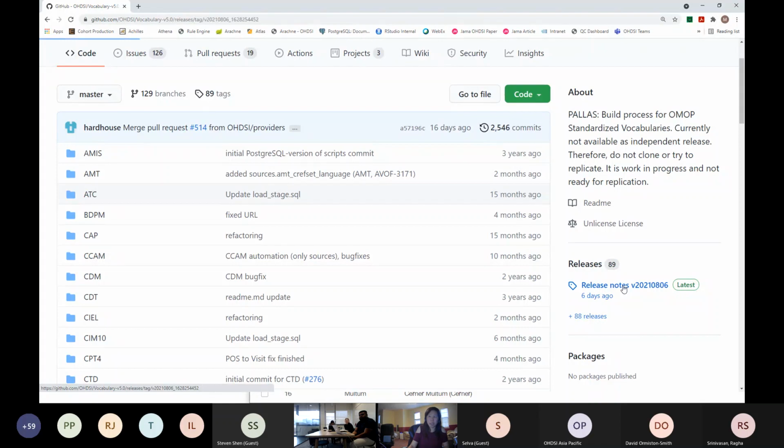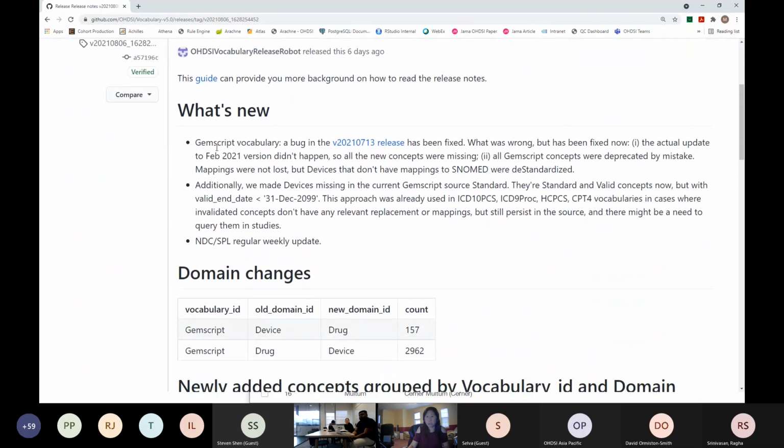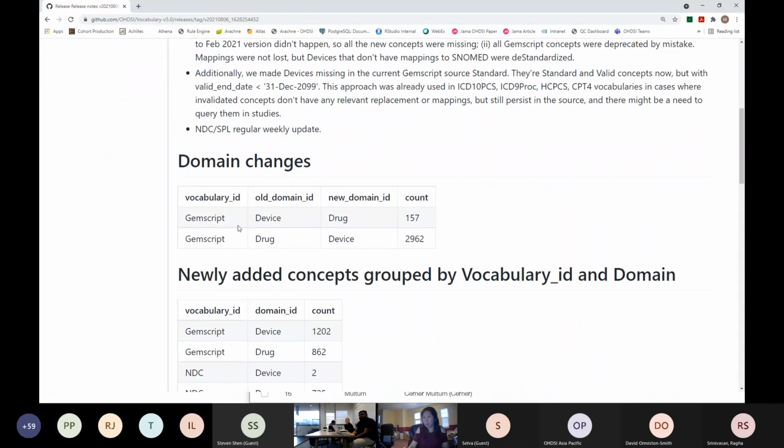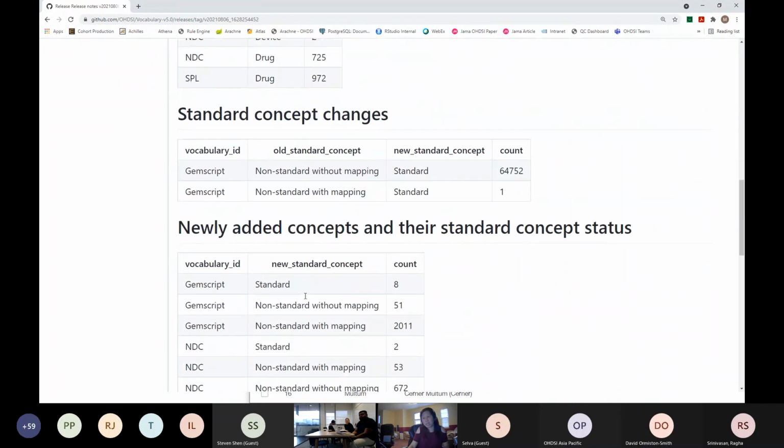This is the latest and greatest, and you can click on this, and you'll be able to find the release notes, what's new. So the gem script, the vocabulary, there's a bug that's been fixed. Additionally, they made changes to here, blah, blah, blah. Some of the domain changes, some of the new ones, some of the concept changes.